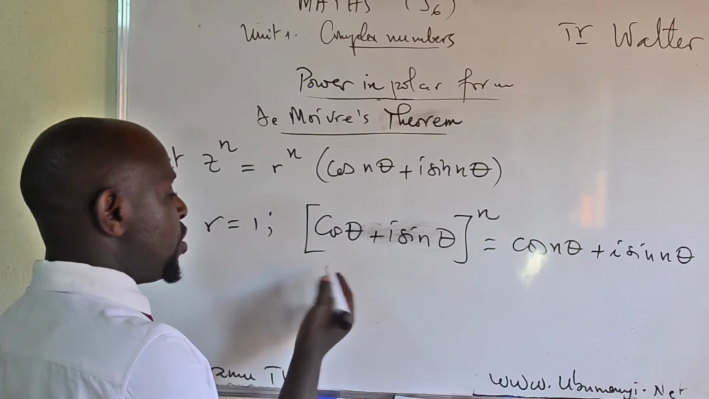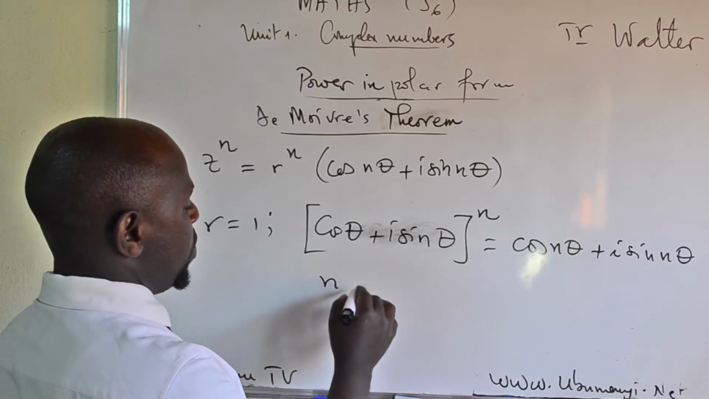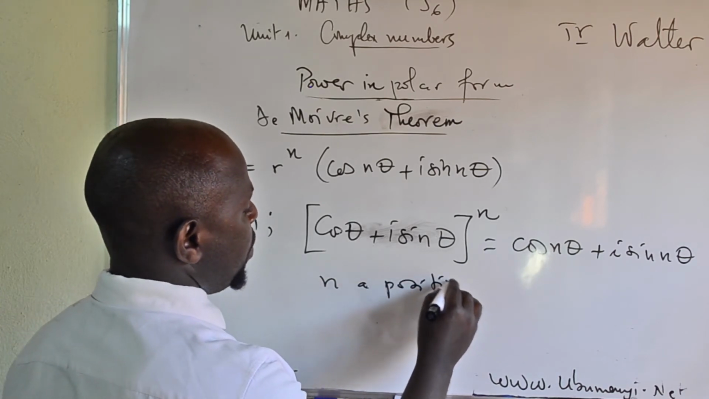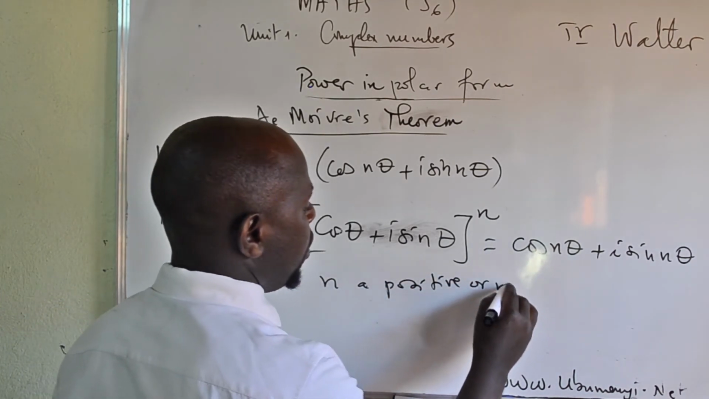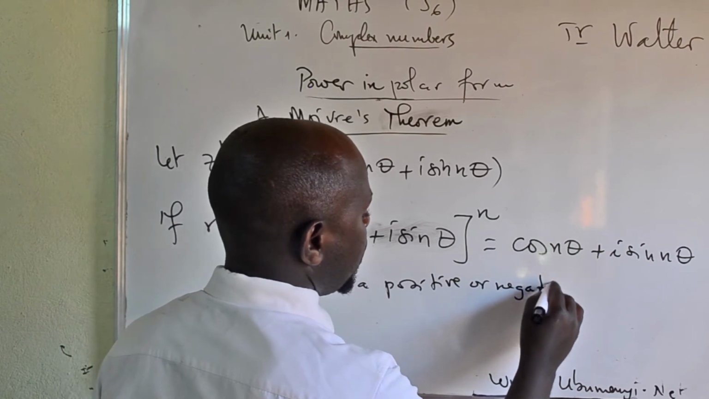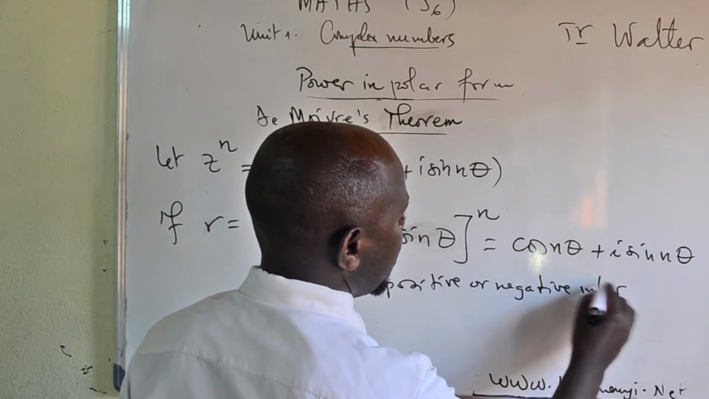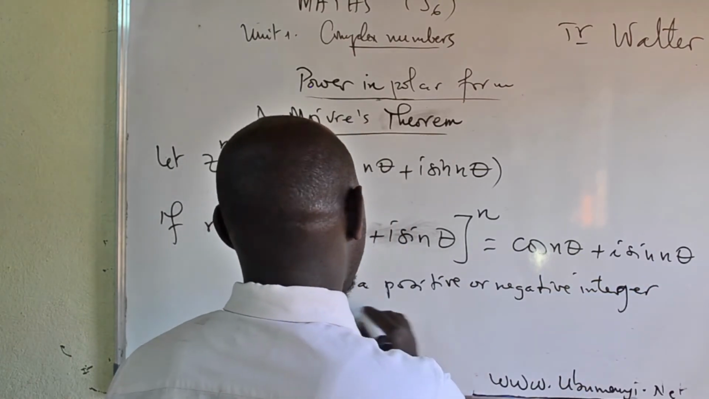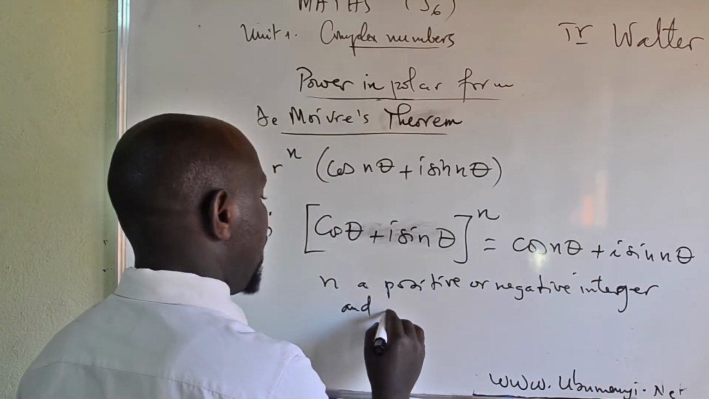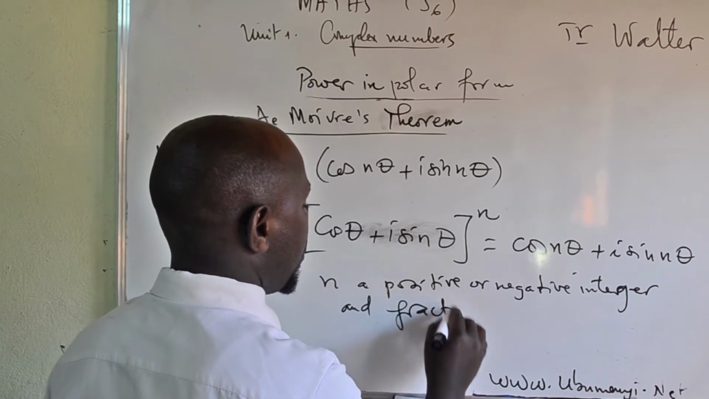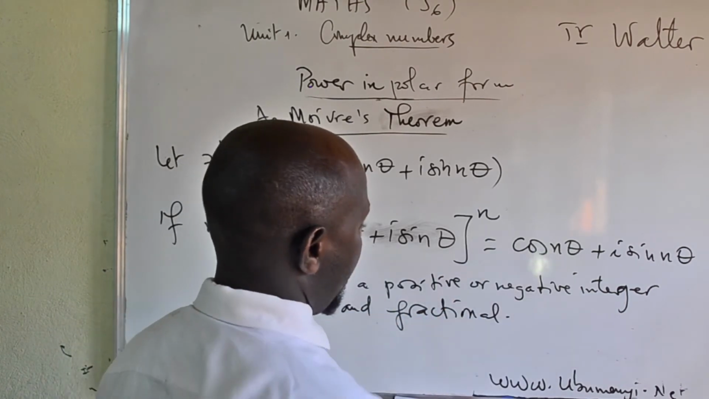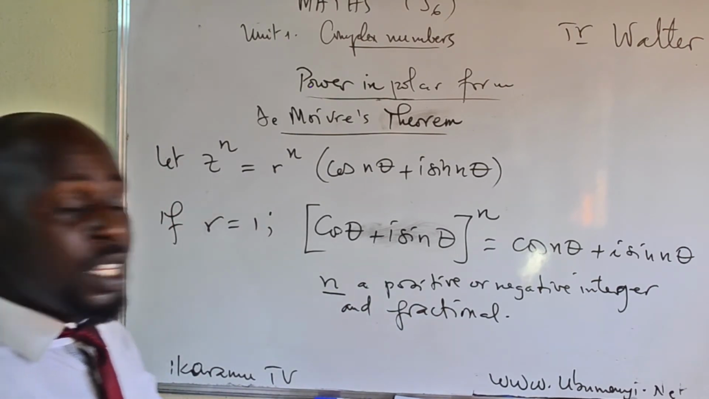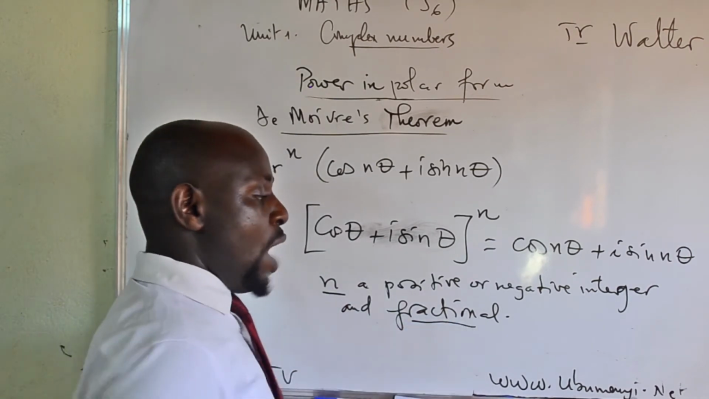And here we must know that n must be what? N must be a positive or negative integer, and it can also be a fraction. The power can also be a fraction here for n. N can be any integer, either positive or negative, or it can also be a fraction.